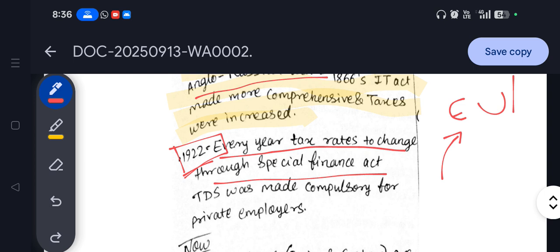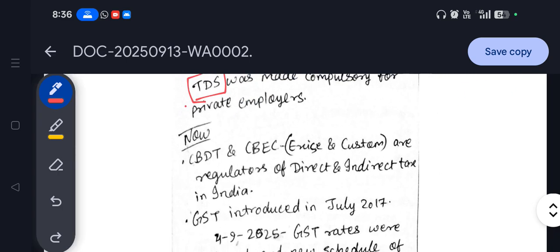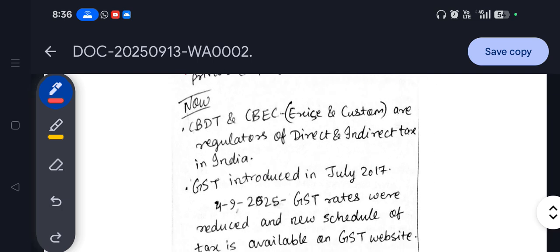TDS was made compulsory for private employers. So in India in 1922 was the first time the concept of TDS, tax deducted at source, was introduced for private employers. And now, as we can see, CBDT and CBEC, right? CBDT means Central Board of Direct Taxes, and CBEC means Excise and Customs, are the regulators of direct and indirect tax in India. CBDT focuses on the direct tax aspect, CBEC focuses on the indirect tax.